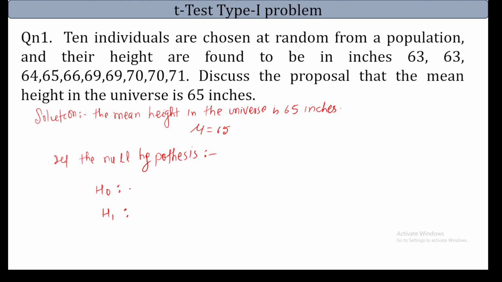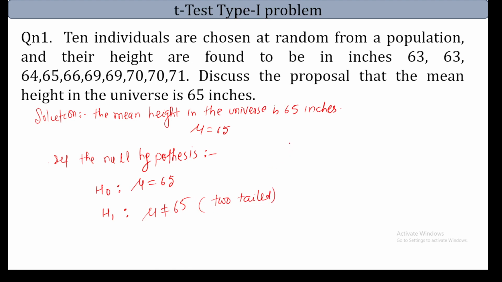What is that? We have to check with the null hypothesis. We have to assume mu is equal to 65, meaning the mean height in the university is 65 inch. What is the alternative? That we have told it is 65, so the alternative will be mu is not equal to 65. It means this is a two-tailed test. Is it correct?